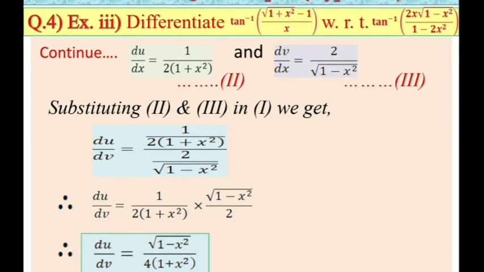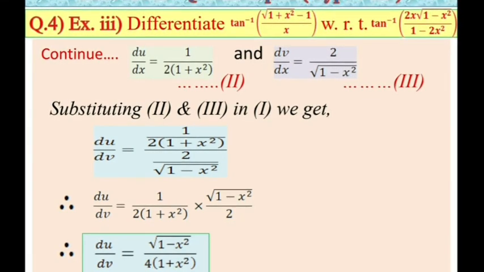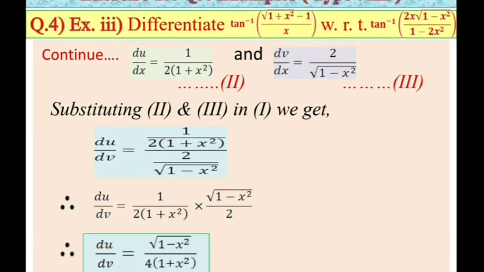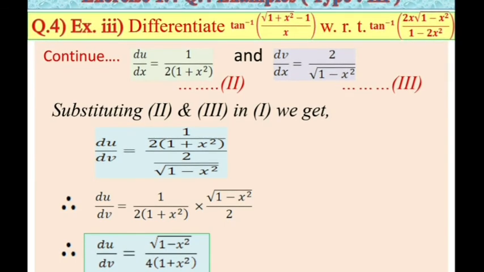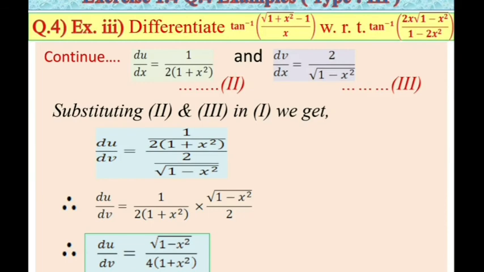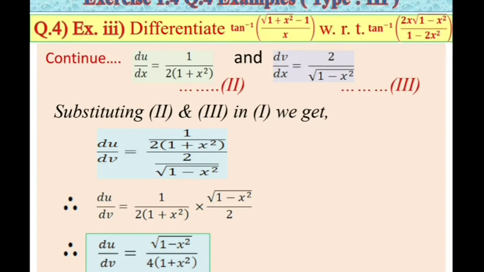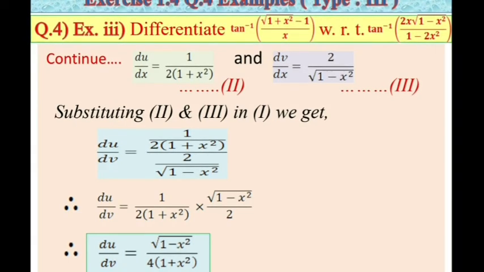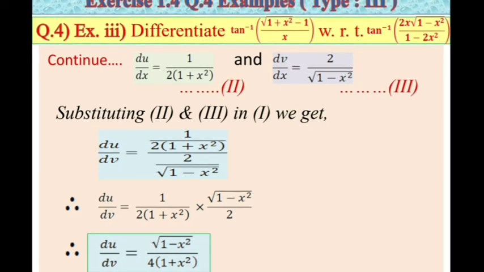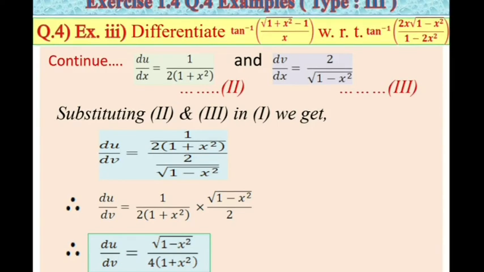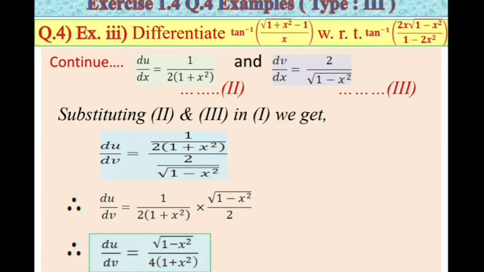Okay, that is the method of finding the derivative of one function with respect to another function. In all three examples, the same method has to be applied. First, find the derivative of u with respect to x, then find the derivative of v with respect to x, and then substitute these values in the given formula du/dv = (du/dx)/(dv/dx). We get the derivative of u, the first function, with respect to the other function v. Clear, all of you? In the same method we have to solve all the remaining examples.